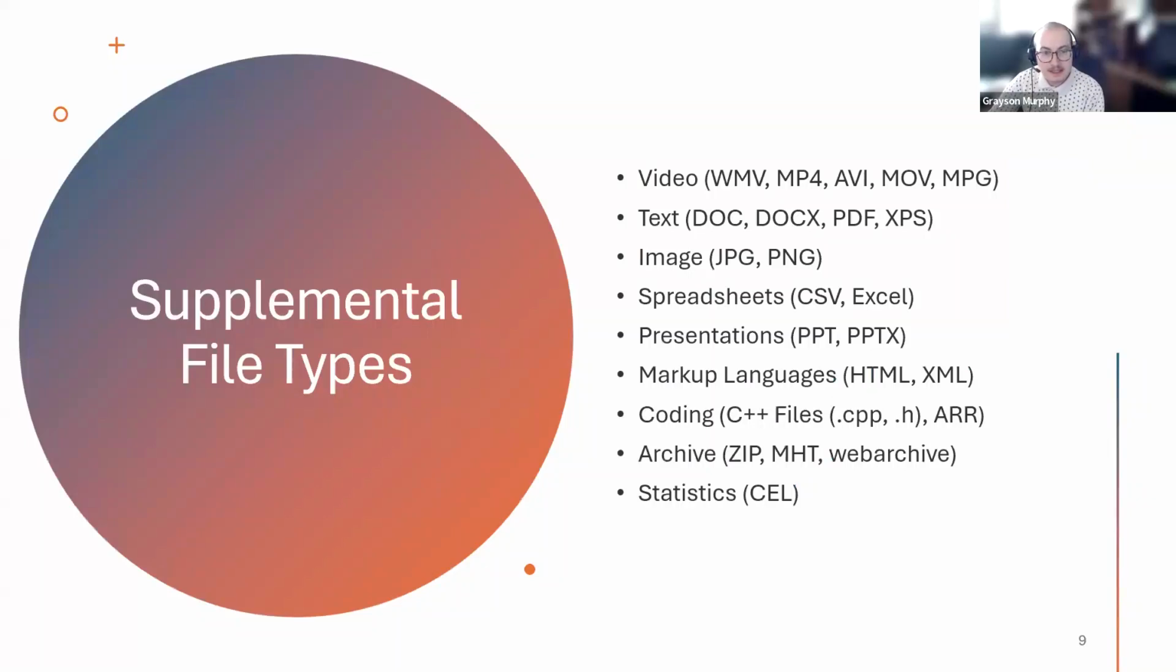Here are the various types of supplemental files we encountered. You can see you've got some more common ones, such as CSV, MP4, but we also did get some less common ones, including older versions of Microsoft Word and PowerPoint, and there's some C++ files and some other lesser known files that are a little bit harder to access in this day and age.